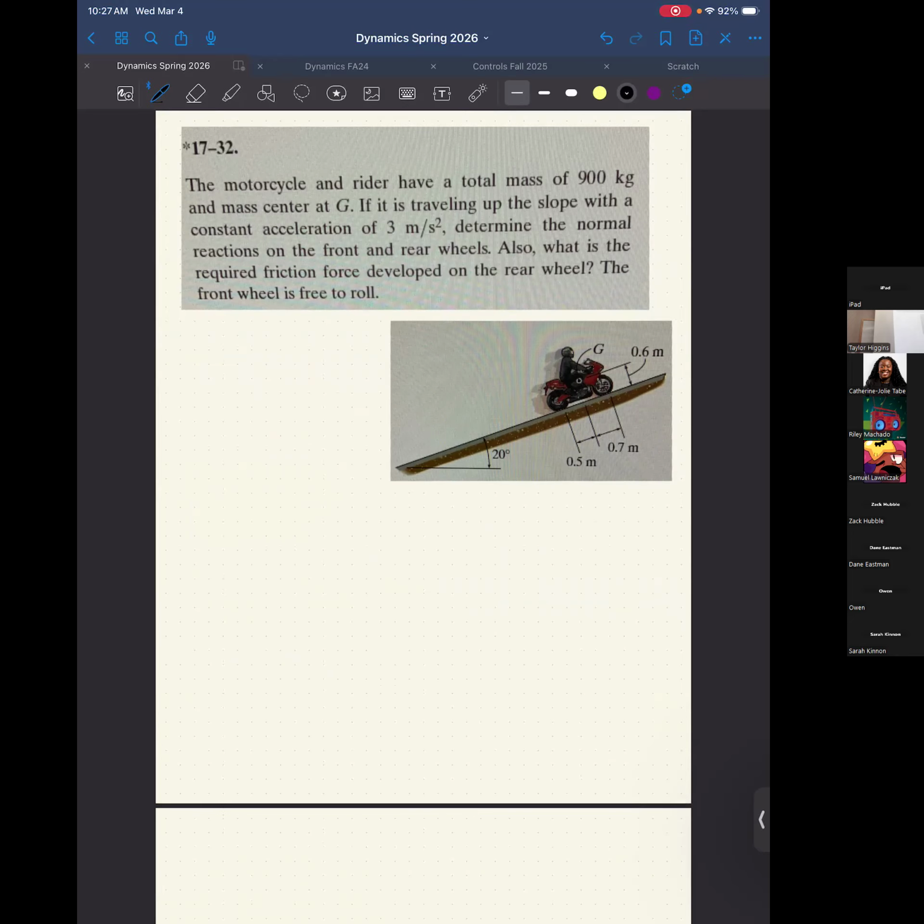Okay, alrighty, let's do a kinetics problem here. We've got a motorcycle going up an incline. The motorcycle and rider have a total mass of 900 kilograms and mass center at G, which is really dark in this image. So G is right here.